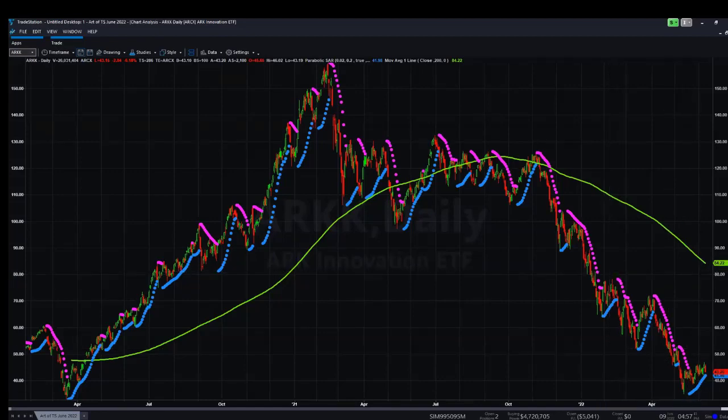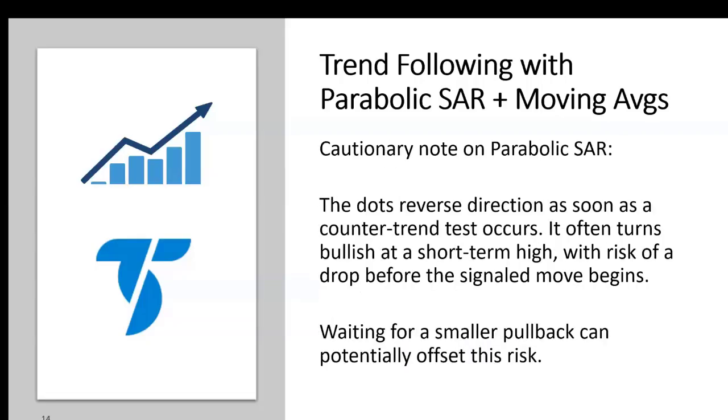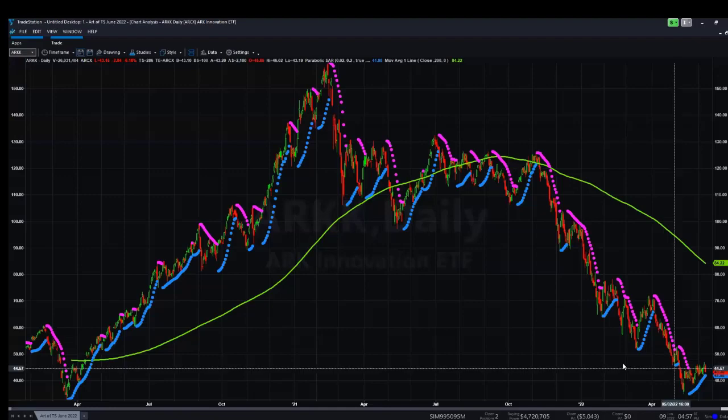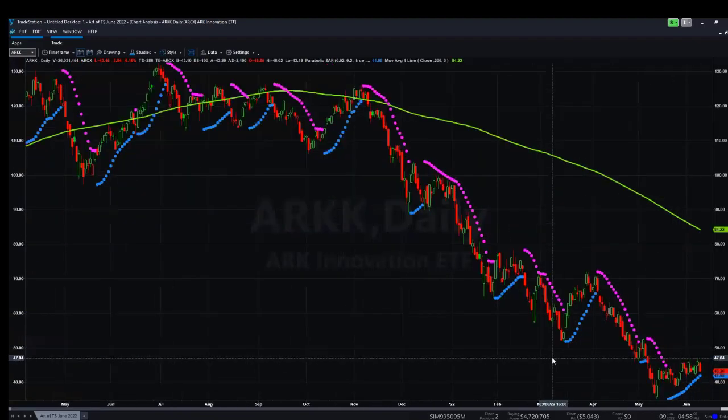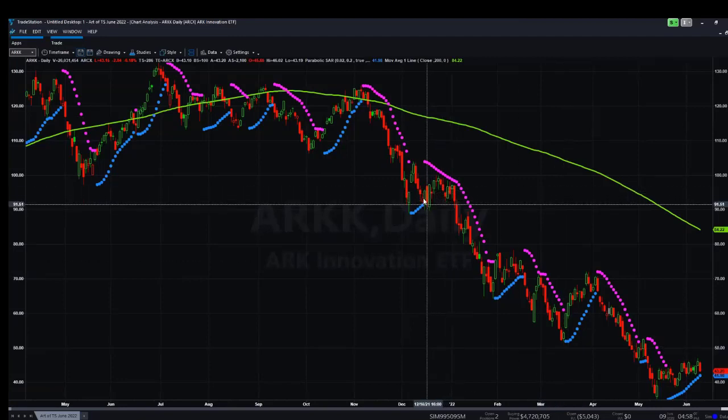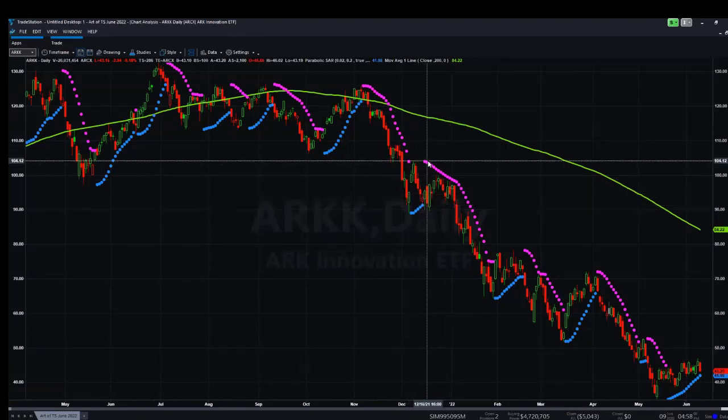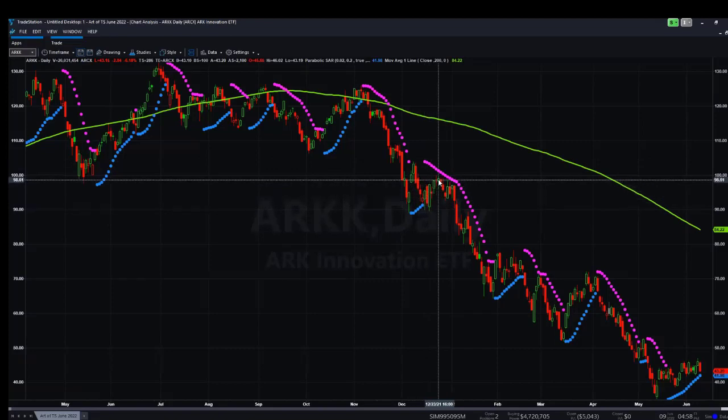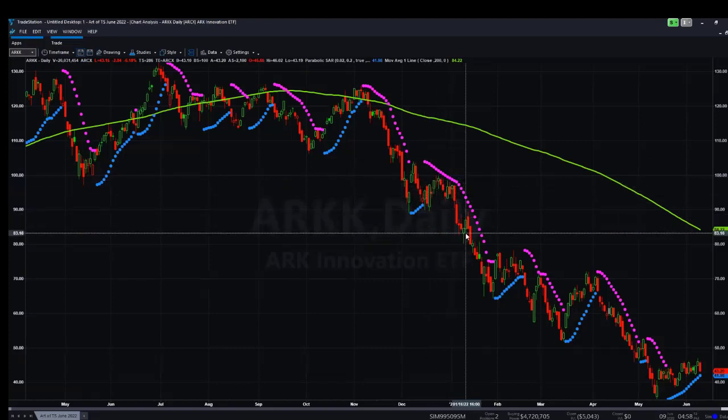Now, there's one thing about this that can be problematic. The dots reverse direction as soon as a counter trend test occurs. It often turns bullish at a short-term high with the risk of a drop before the signal move begins. So waiting for a smaller pullback or counter trend move can potentially offset the risk. It's actually interesting. If we look here at, for example, even this drop, once it hits the blue, it turns bearish, and then it basically moves higher for about 10 sessions before it continues lower.